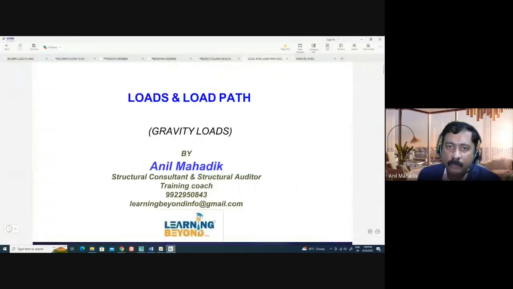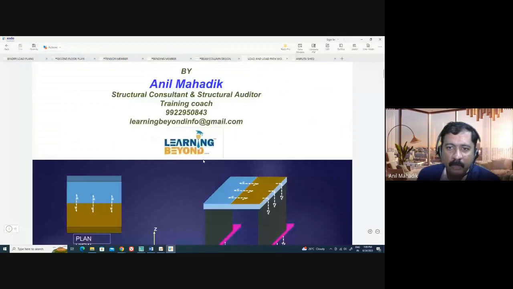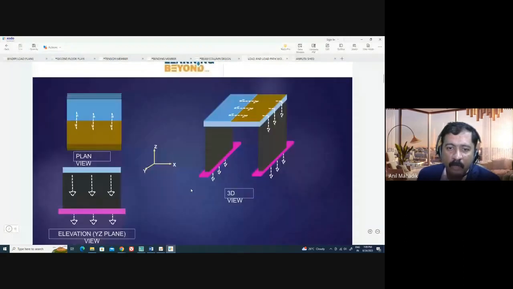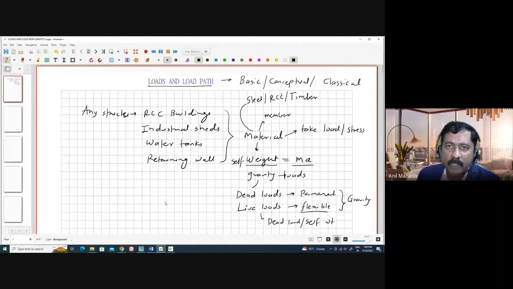Now, I will show you some examples where you will understand. The next part is load path. What do you understand by load path? Load means you understood the weight. Currently, we will discuss only gravity loads. Any material has a weight due to gravity and mass, so mass into acceleration, mg, with g the gravitational acceleration. So this we have understood. That is loads. What is load path?